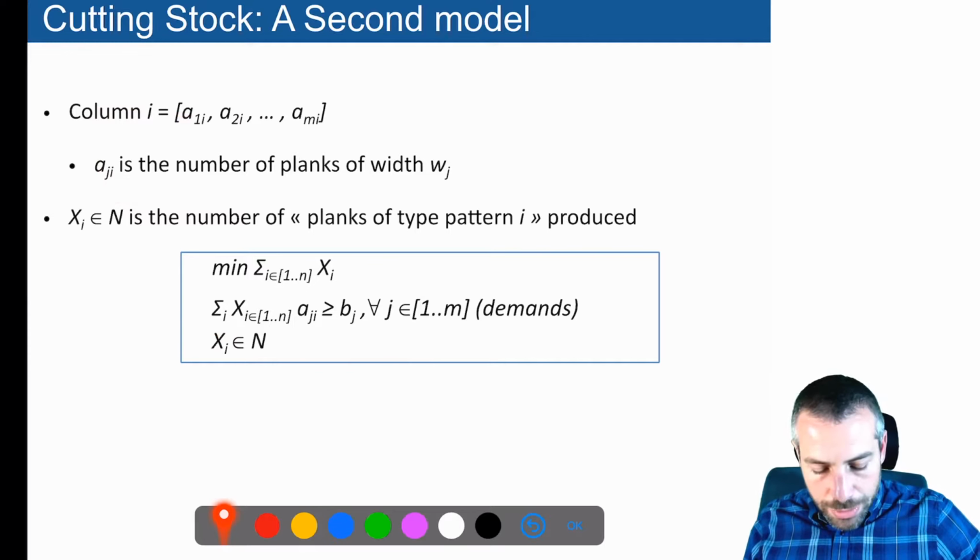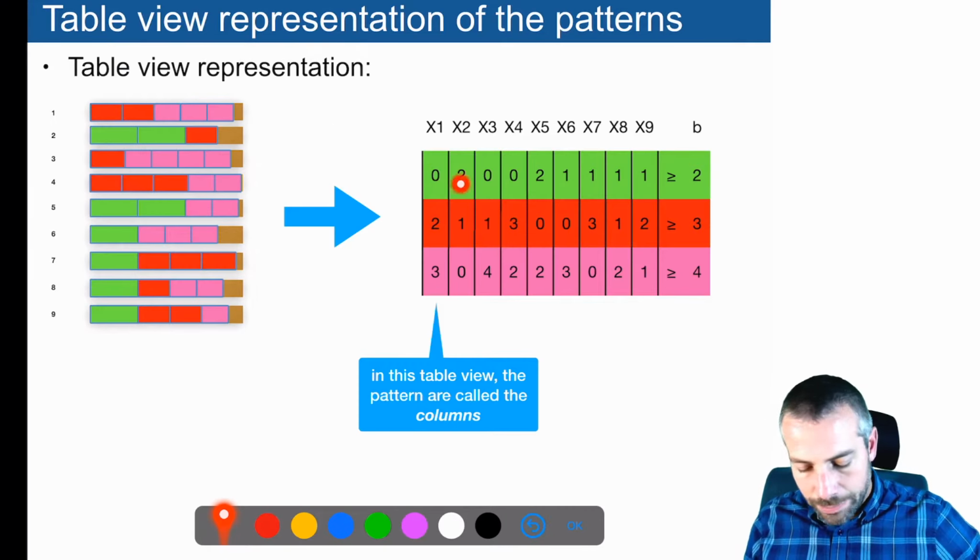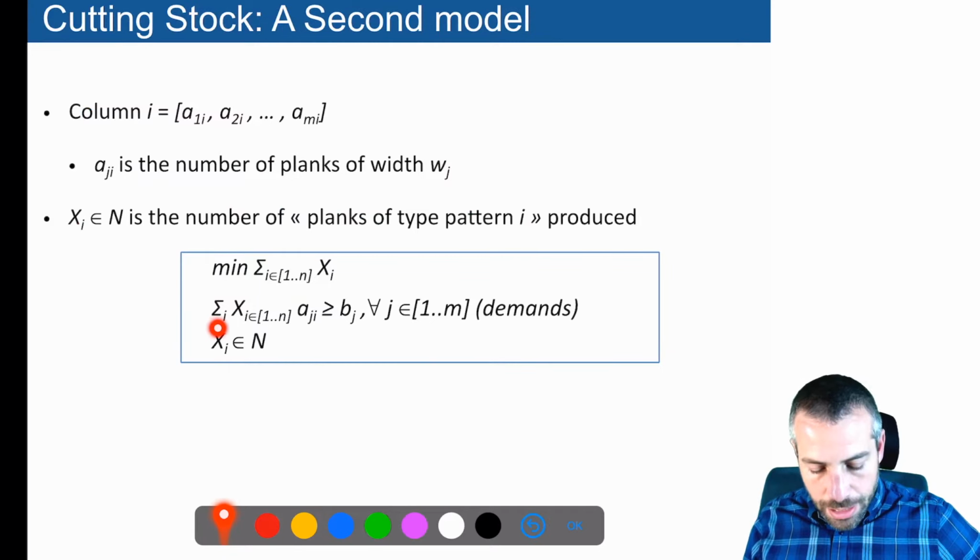I want to minimize the number of patterns that I will select. So I have one integer variable for each pattern to say how many times I will select this pattern. And of course, my demand constraint is here. This is exactly the same as what I had here. I go over all the patterns. I multiply the total number of times I will select these patterns by the total number of orders of type j that is present in that pattern, and it should be larger than Bj, the total number of orders of type j that I need to produce in my final solution. So that's another equivalent model.